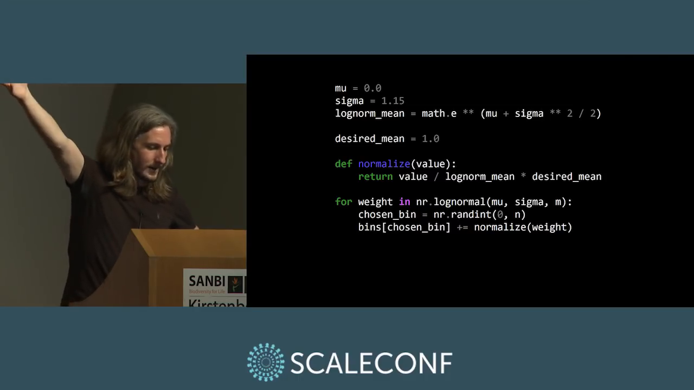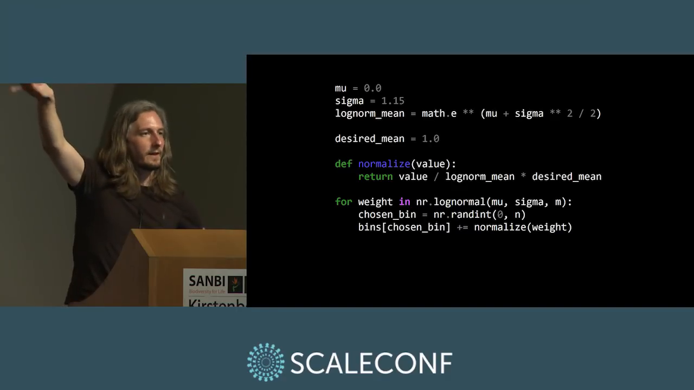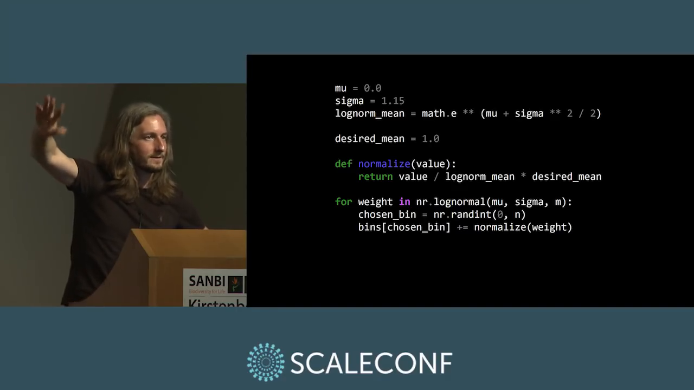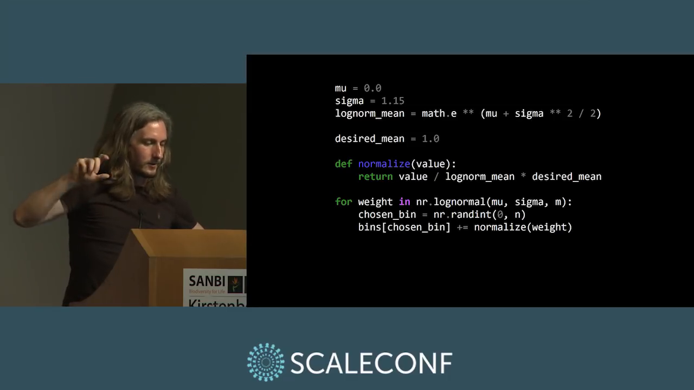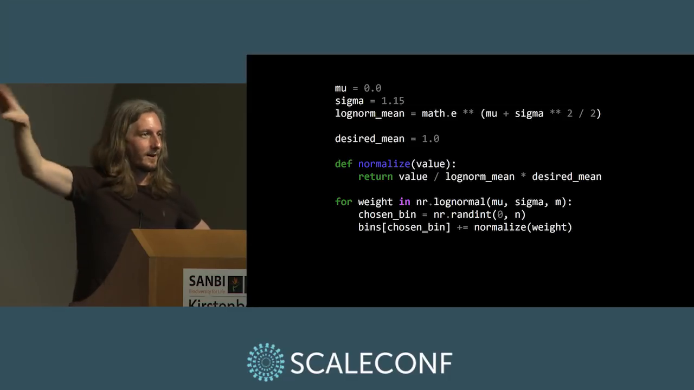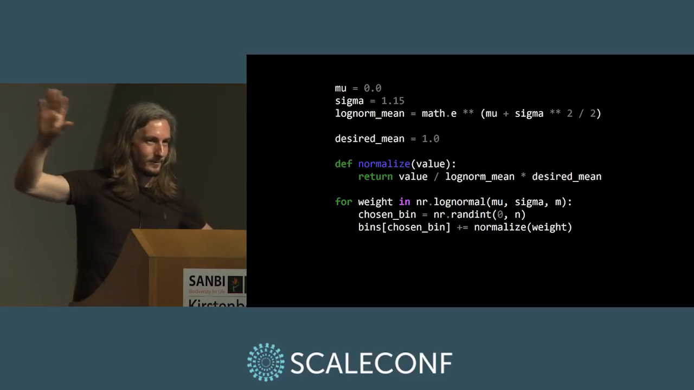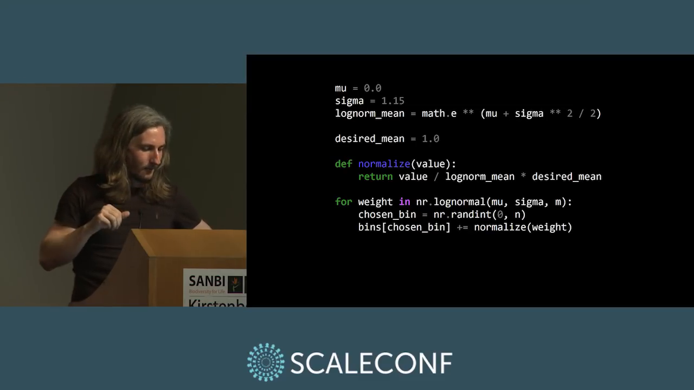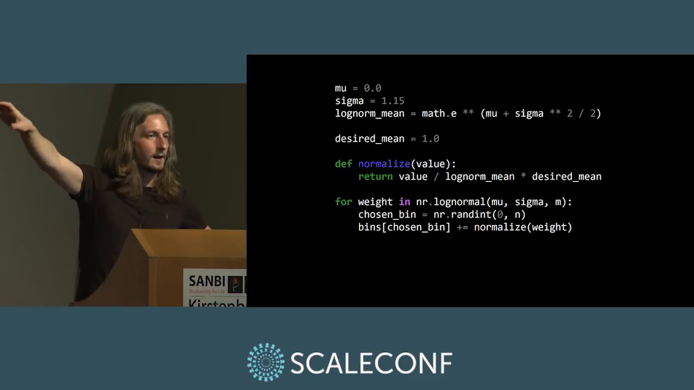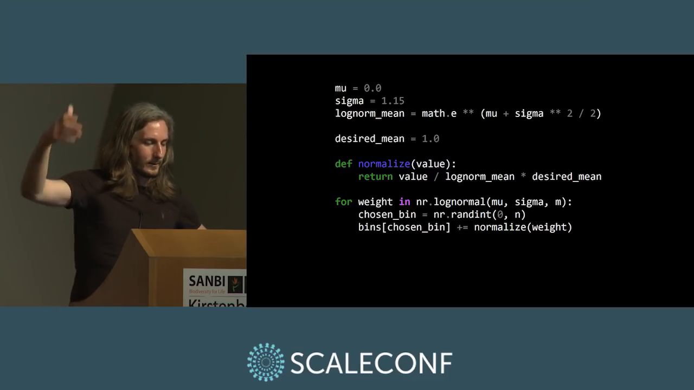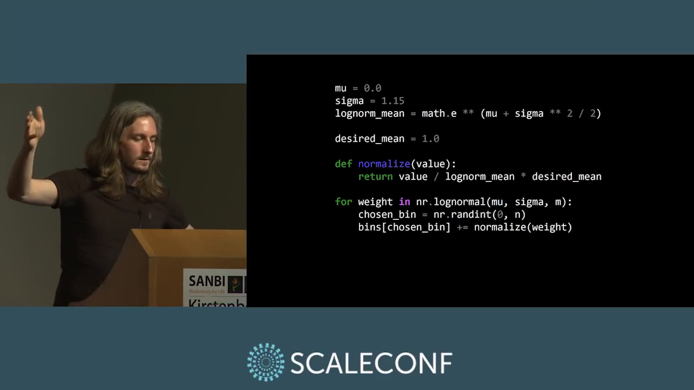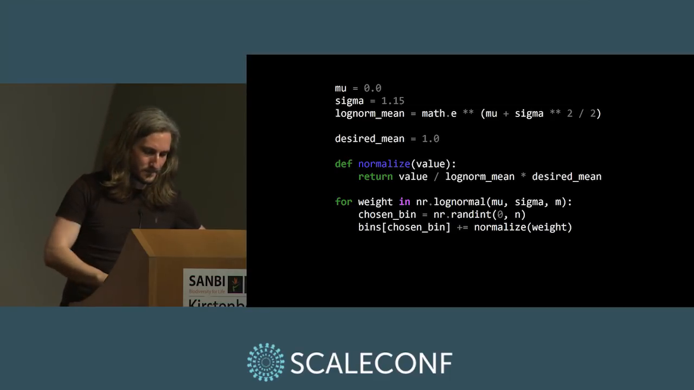So then we use this mathematical formula to find the mean of this so that we can then normalize it to whatever we want. We go through and we select our values from that log normal distribution. NumPy is great if you need to do this kind of thing. And then we select again our bin at random, we normalize it with that function that we used, and we increment our bins, right? So what is this one going to look like?